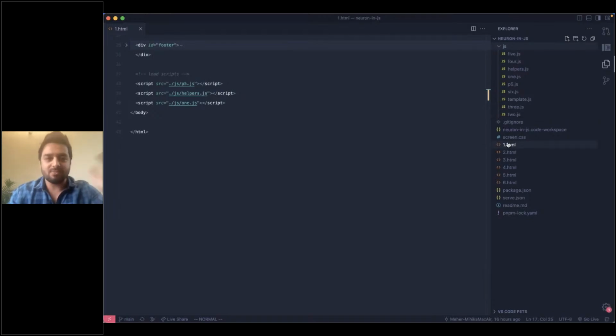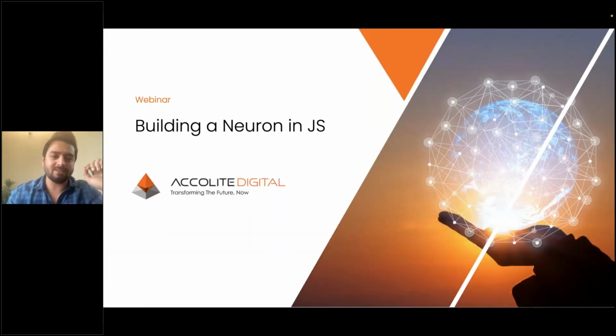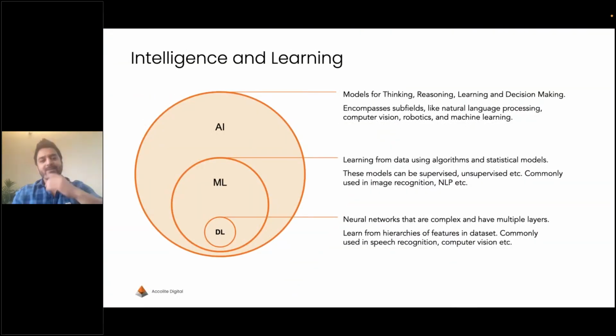So now let's jump to the slide. All right. I just wanted to have this slide as an icebreaker so that we start from somewhere. So you have your three big circles: AI, ML, and deep learning. And I'm sure you already know what AI, ML, and deep learning is. So I'll just quickly move over to the next part.